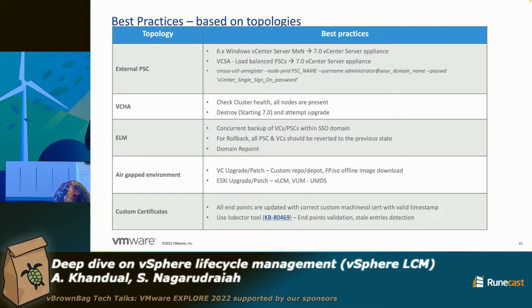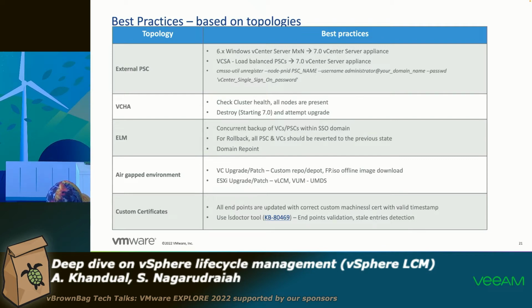Then when it comes to VCHA, it consists of 3 nodes. We all know: active, passive, and the witness node. Make sure all your nodes are healthy before performing any upgrade of the VCHA node and the service is up and running, and then you have to destroy the VCHA. Before that, you can also try a failover to make sure VCHA is up and running, and then destroy it, perform an upgrade, and then reconfigure your VCHA later.